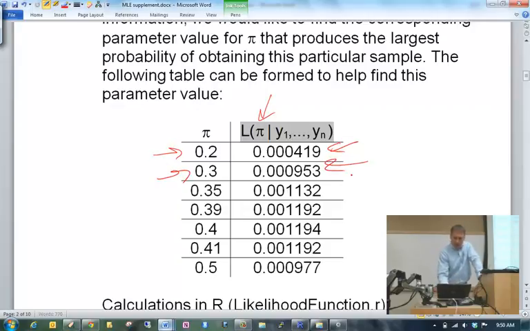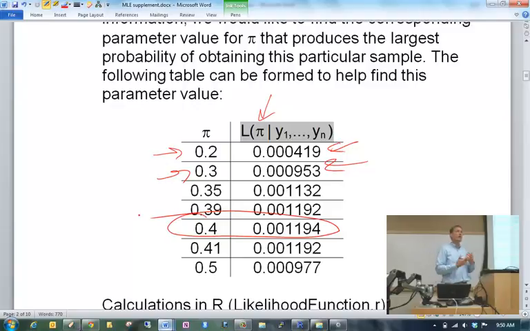Now I plug in pi equal 0.3. Well, notice now my likelihood function has increased. And it keeps on increasing in this case all the way up to pi equal 0.4. And then once you go past pi equal 0.4, it starts going down. So the value of pi that maximizes my likelihood function is 0.4. That is called the maximum likelihood estimate. And that is what we're after with respect to factor analysis models.